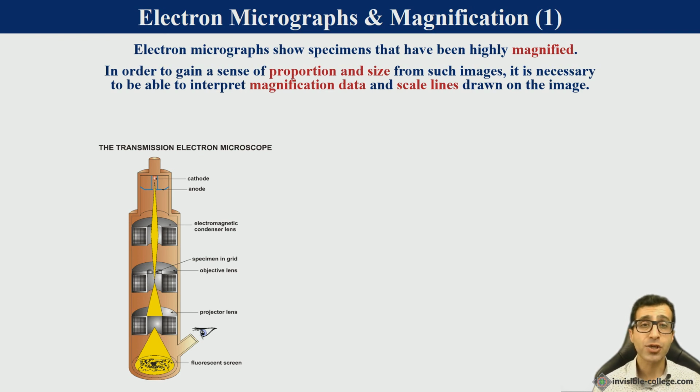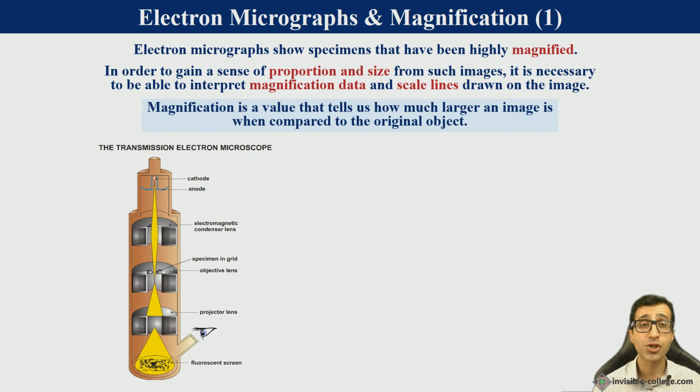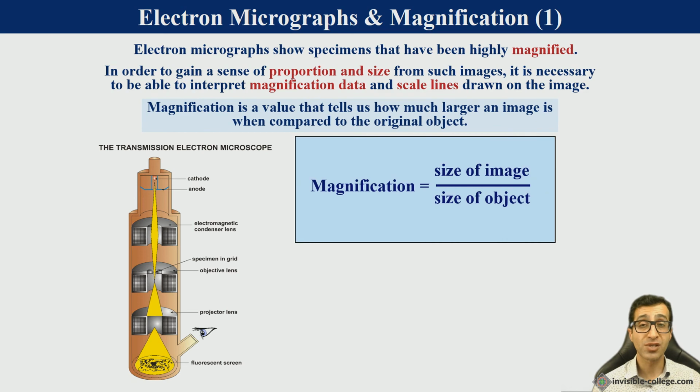Now, again, magnification is a value that tells us how much larger an image is when compared to the original object. So this is the equation which allows us to calculate and define the term magnification. Whenever you're using this equation to calculate magnification, it's important to remember that the size of the image and the size of the object must be substituted into this equation in the same units. So, for example, you can't put the size of the image in millimeters here and the size of the object in micrometers here, because you would then get an incorrect value for the magnification. They must both be placed in as millimeters or both be placed in as micrometers.